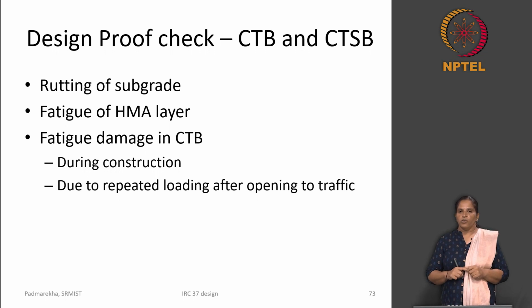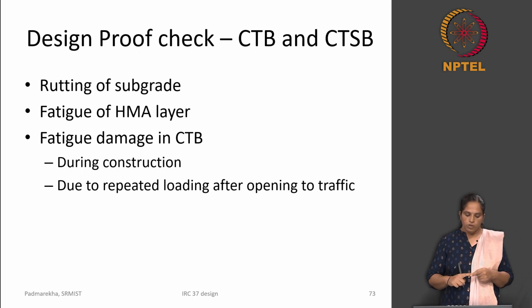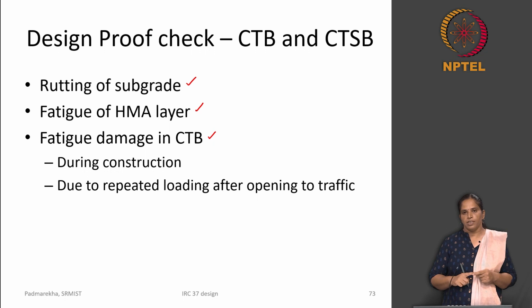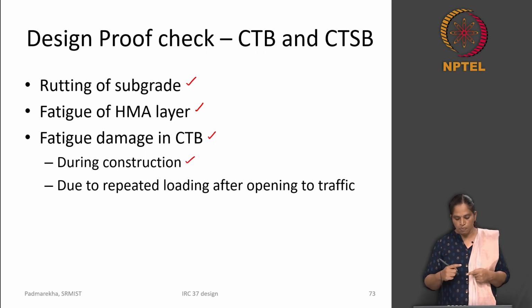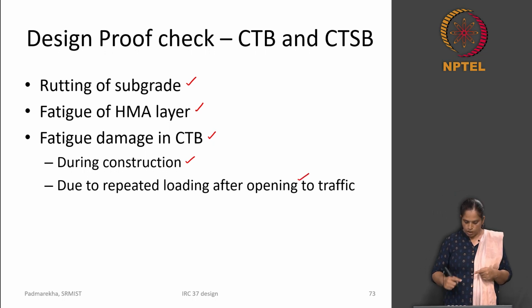Now if you do a proof check for this cross section, with a cement treated base and cement treated sub base, you need to check for rutting on the subgrade layer, fatigue damage on the HMA layer, and fatigue damage in the cement treated base layer. In a cement treated base layer, damage can happen during the construction process itself, and also due to repeated loading after opening to traffic. So these are the parameters which we need to check.